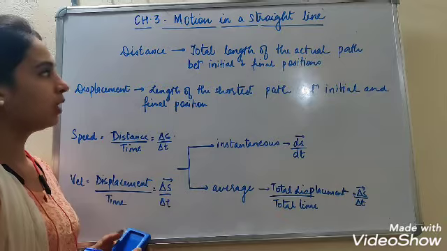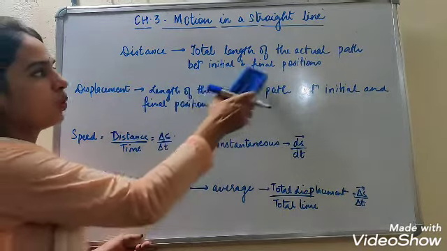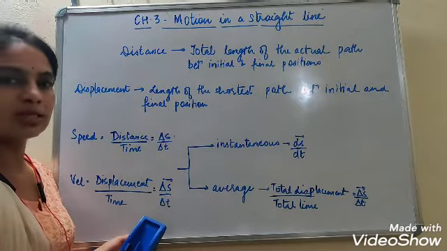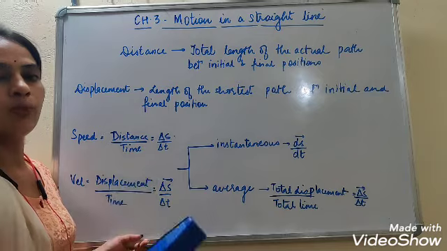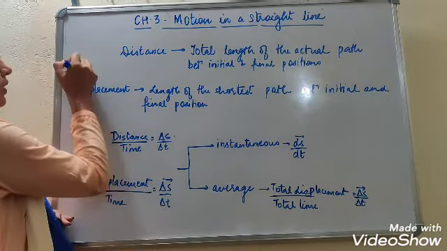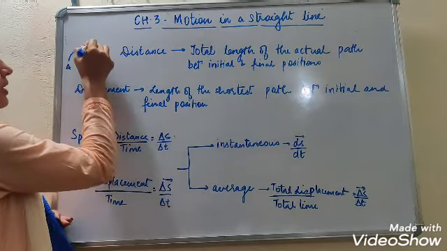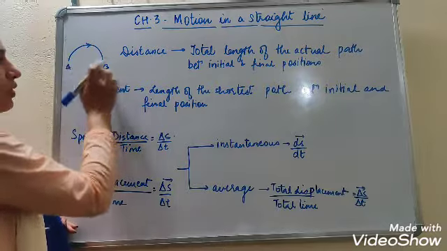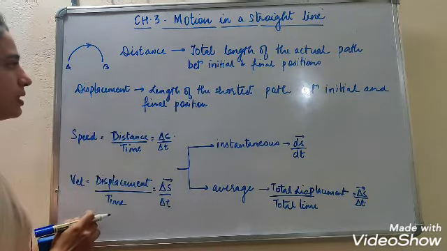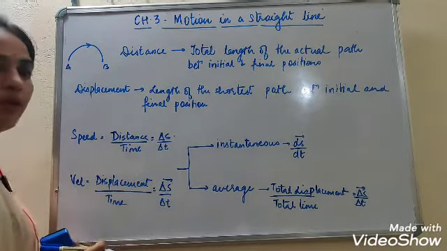So we studied about distance and displacement. What is distance? The total length of the actual path between initial and final positions is known as the distance. If you go from one point to another, then whatever path you take, like for example, this is point A and this is point B. If you go from A to B like this, then the length of this actual curved path will be the distance, and displacement will be the length of the shortest path between initial and the final position.